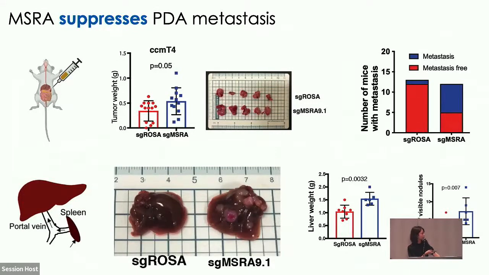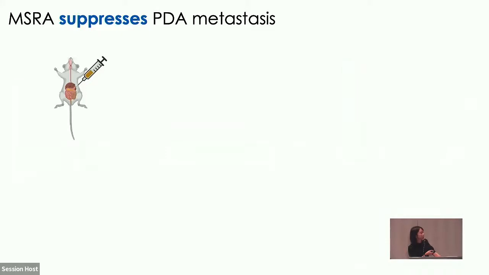And in this experiment, the result was crystal clear that loss of MSRA very dramatically increased the incidence of liver metastasis. Now, what happens if we do the opposite experiment, meaning instead of knocking out MSRA, what if we try to restore MSRA expression? So we generated metastatic tumor organoids where we introduced a doxycycline-inducible construct to re-express MSRA.